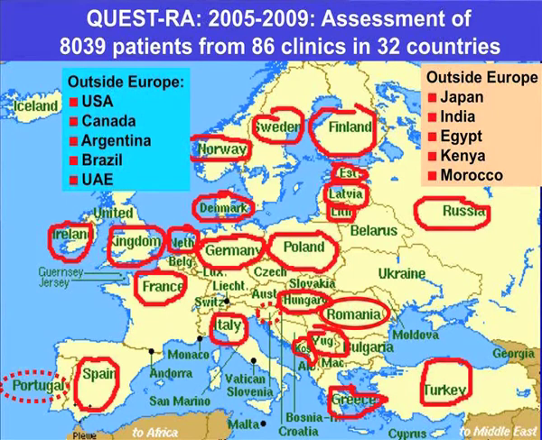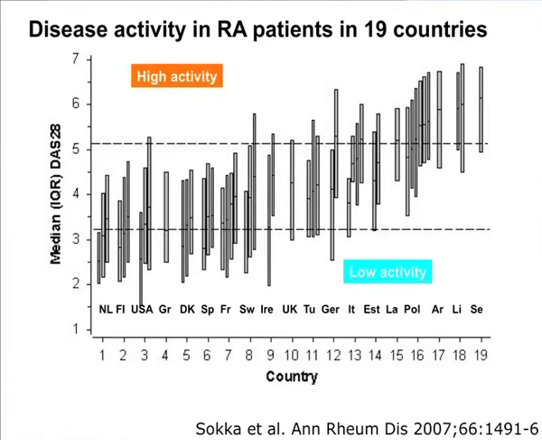There has been a major collaborative effort by Tuulikki Sokka, initiating a quest with more than 8,000 patients being examined and assessed in a number of European countries and also outside Europe, such as in the USA and Canada and other countries. And this is a cross-sectional approach where one looked at disease activity in rheumatoid arthritis. And as you can see, disease activity is here, and the different countries are listed down here. And levels of low activity in RA were mainly found in affluent countries like the Netherlands, Finland, USA, while other countries like Latvia, Poland, Argentina, Lithuania, and Serbia had mainly high levels of disease activity.